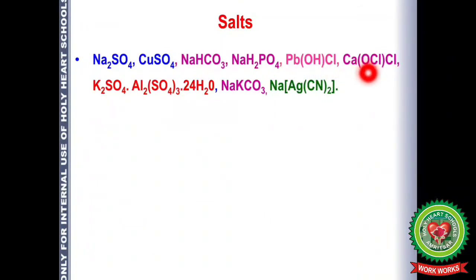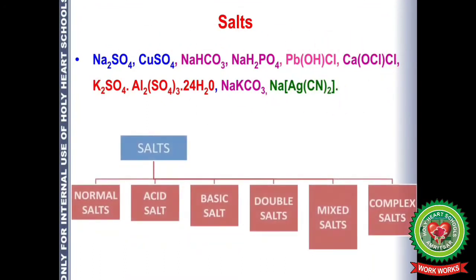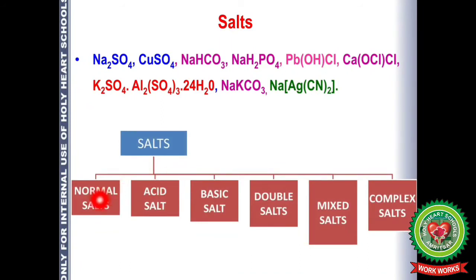OCl, Cl in bleaching powder, that means there are two anions here. When we talk about potash alum, there are two salts. So, potassium sulfate, aluminium sulfate. Sodium potassium carbonate, in this particularly two cations are present, and when we talk about this, it is a complex ion. So on the basis of this, there are different types of salts. So salts can be classified into normal salts, acid salts, basic salts, double salts, mixed salts and complex salts.